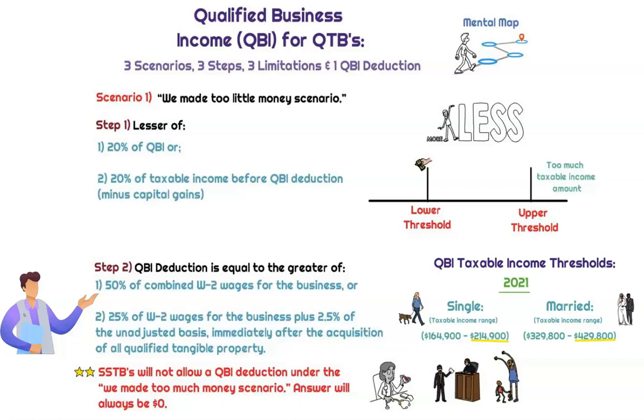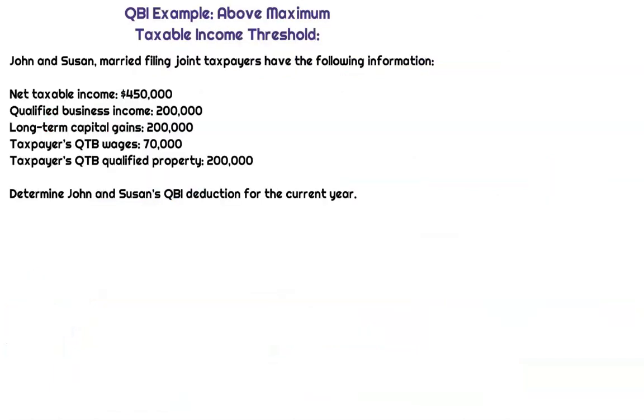Okay, and again, if the question said that this was an SSTB and they made too much money, then the deduction would always be zero. Okay, so let's look at this fact pattern. We have net taxable income of $450,000, qualified business income of $200,000. We see that they have long-term capital gains of $200,000, QTB wages of $70,000, and QTB qualified property of $200,000. Okay, they might refer to the QBI deduction as a Section 199A QBI deduction, all right? That's just the section within the Internal Revenue Code.